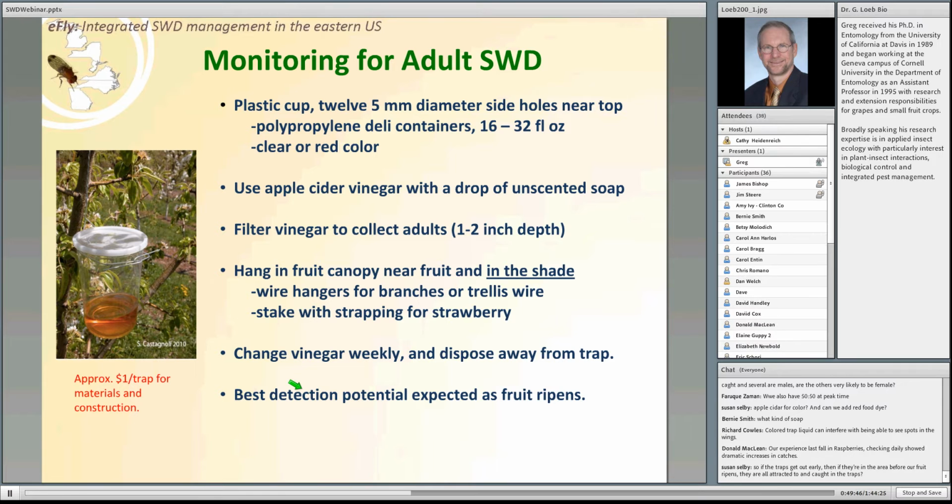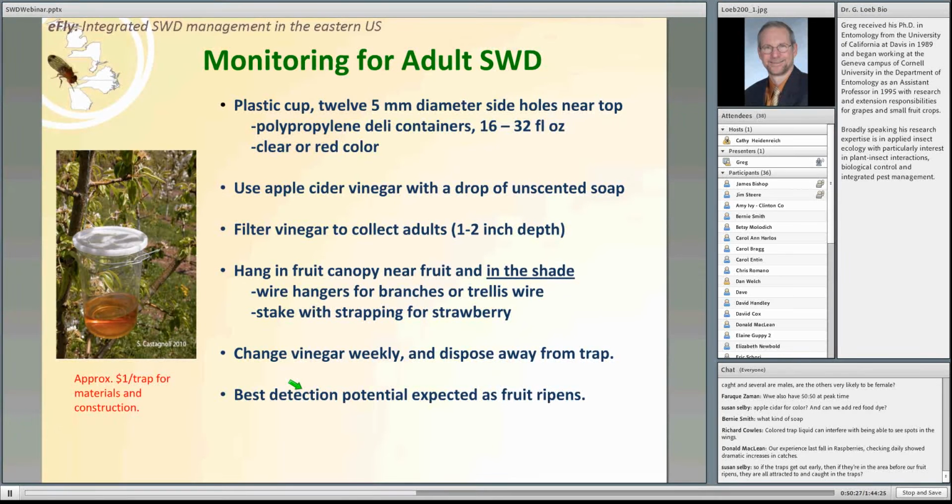I see a question here from Donald McLean mentioning that in their experience in fall raspberries, if they checked their traps on a daily basis, this resulted in increased catches. I assume he means that they refresh their vinegar each day, emphasizing that the freshness of the vinegar is important. One of the things I don't know, and I'm not sure it's been done, is looking at a decay curve: how attractive is it at 1 day, 2 days, 3 days, 4 days, 5 days, and what you're losing by waiting a week.